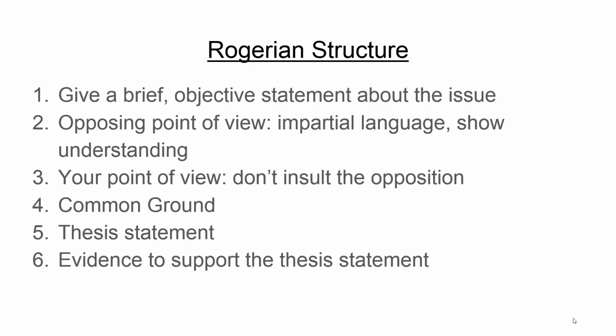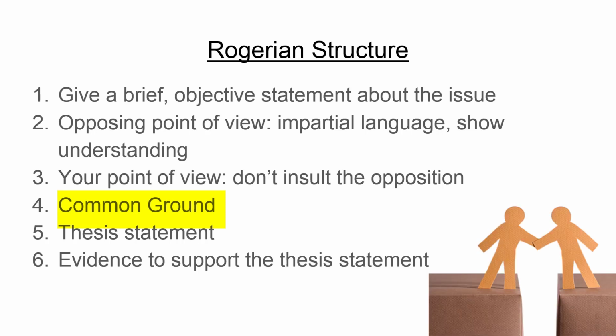In a Rogerian structure, you'd begin by giving a brief objective statement about the issue. Then you would give the opposing point of view. You'd present it with impartial language and show understanding for what the other side believes. At that point, you could present your own point of view, but be very careful that you don't insult the opposition. After you've presented both sides, then you want to find common ground. Where do they both agree?